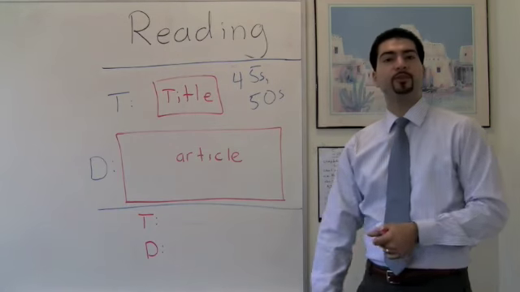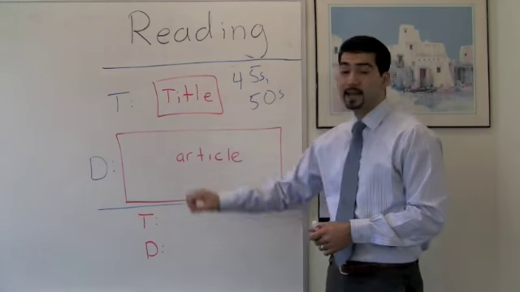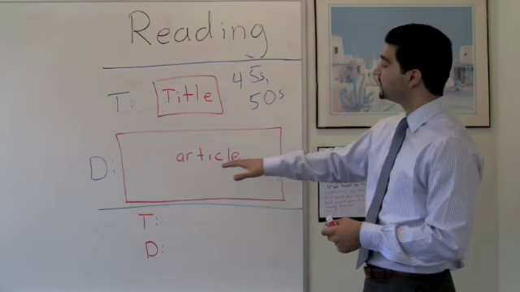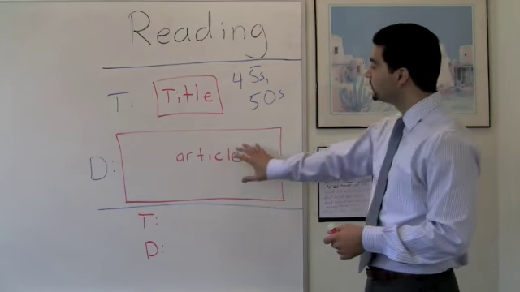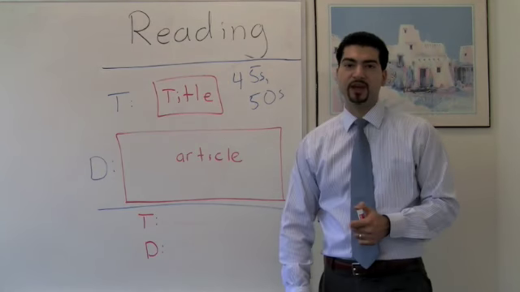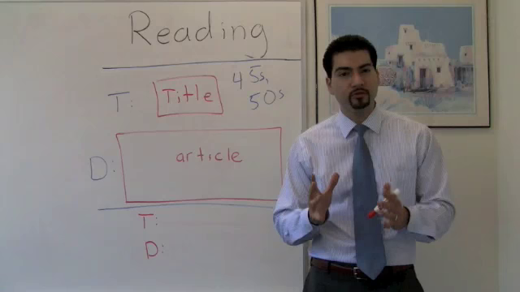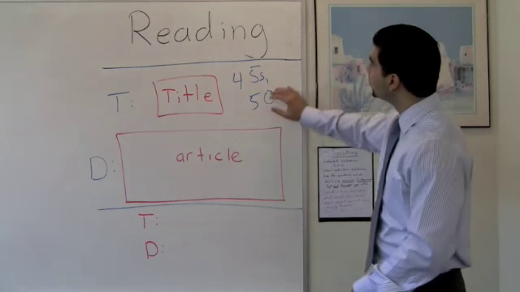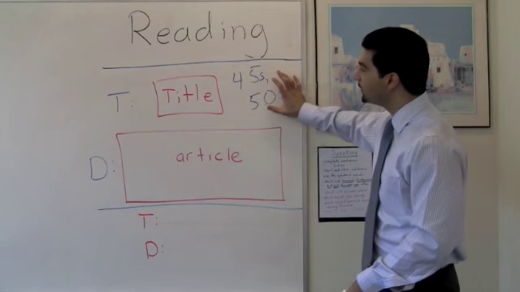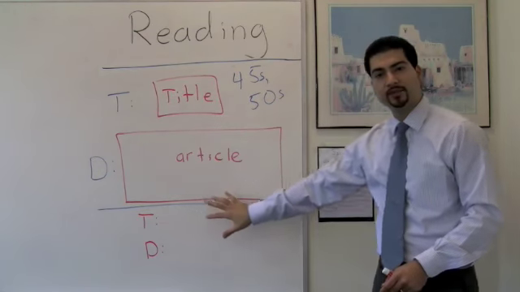This is what you're going to see on the computer screen. You're going to see a title. So you're also going to see an article. Now this article is basically just one paragraph, and it's going to be made of about 100 words. So again, the computer is going to give you 45 or 50 seconds to read this and understand it.